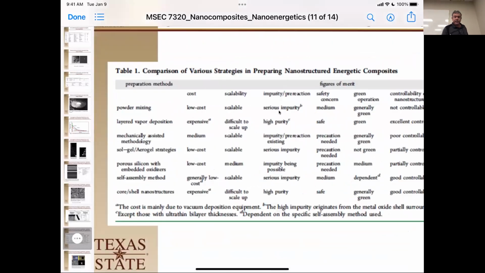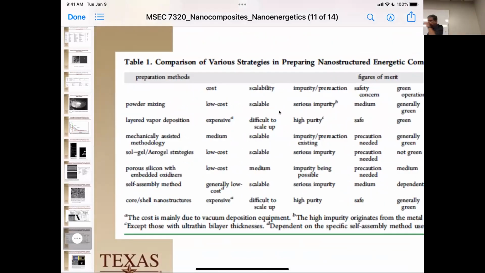Oh, all right. This one actually did a really good job comparing the different methods, and it compared them on cost. Okay, powder mixing, pretty low cost. There's V mixers and a bunch of things like that. It's scalable. There might be impurities because you're doing it in a batch function. There's some safety concerns, but it's generally considered green because it doesn't involve solvents or heavy metals or stuff like that.